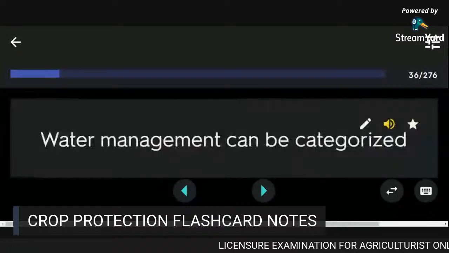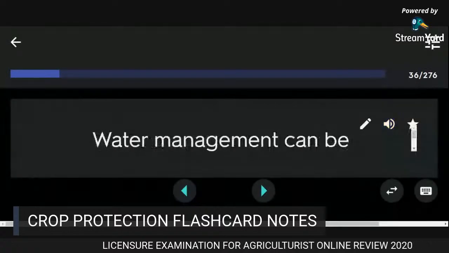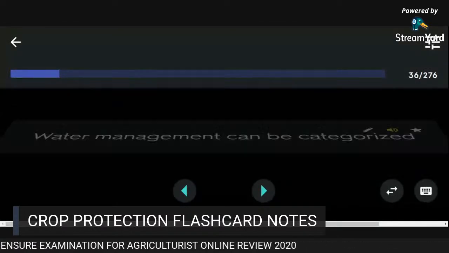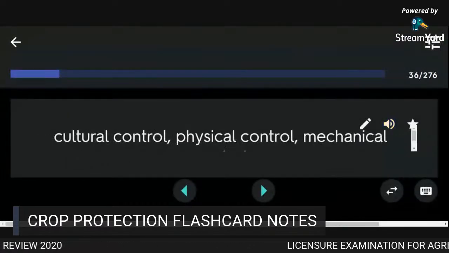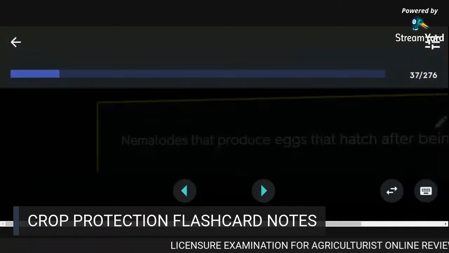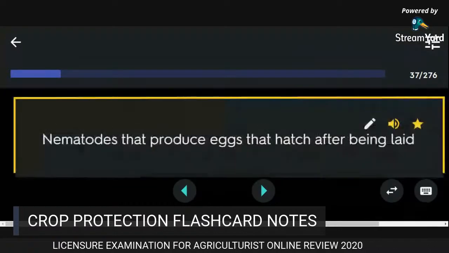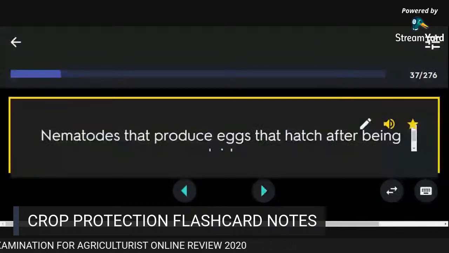Water management can be categorized: cultural control, physical control, mechanical control. Nematodes that produce eggs that hatch after being laid: oviparous.